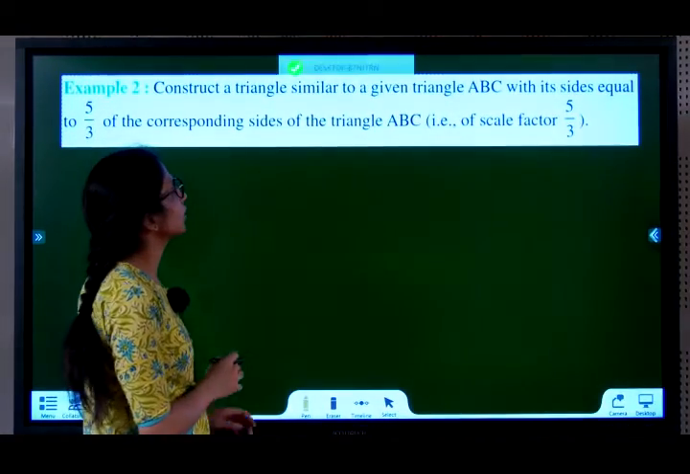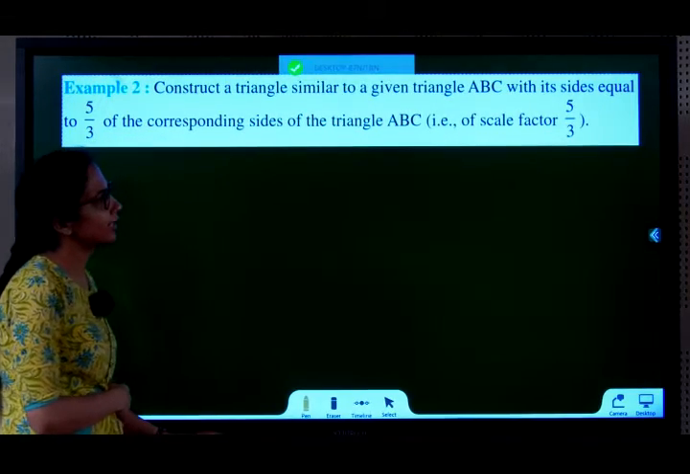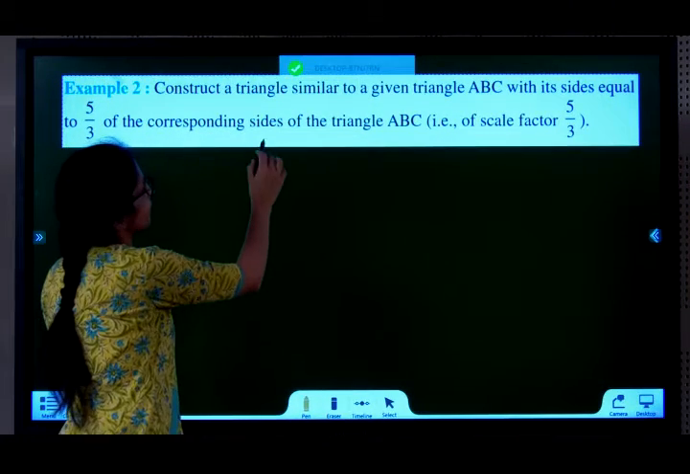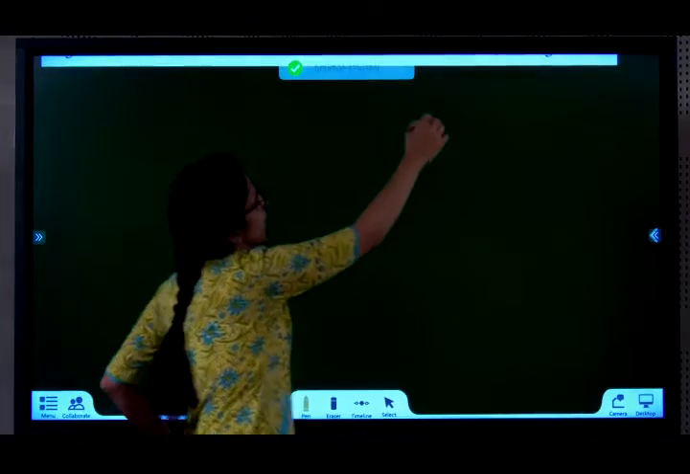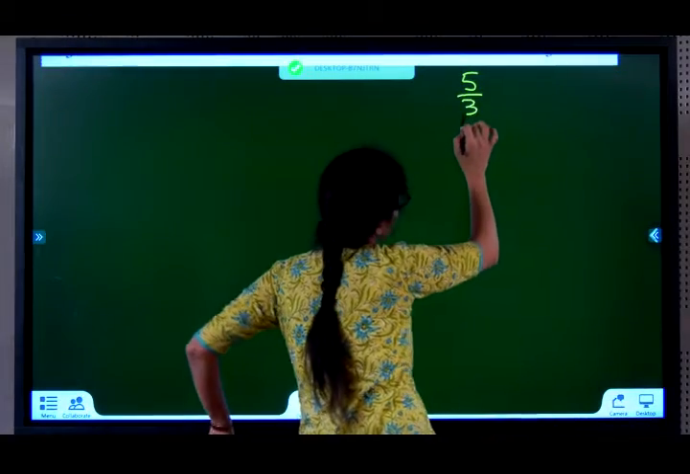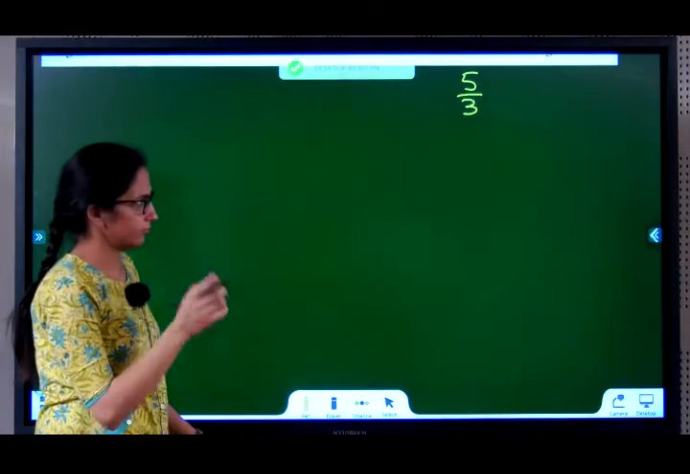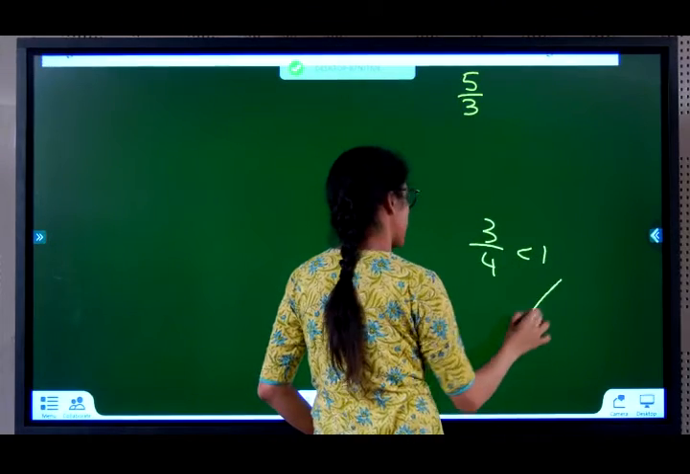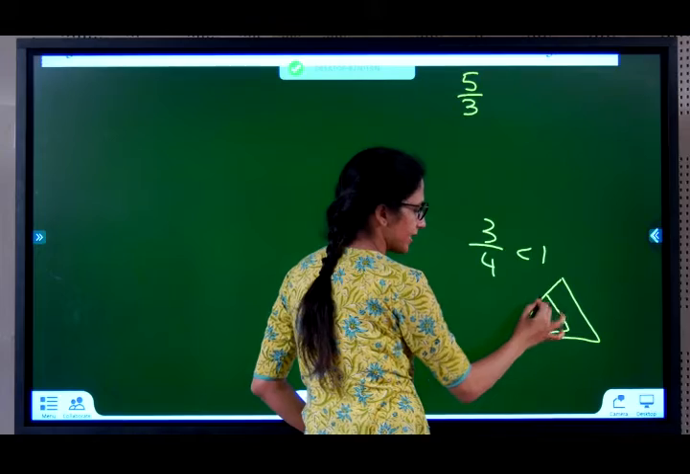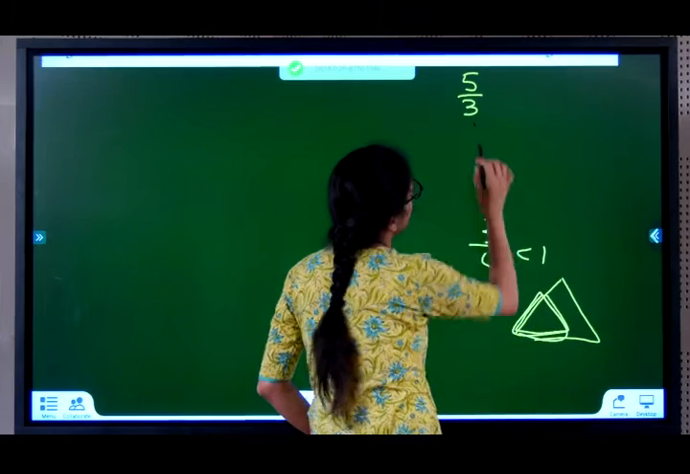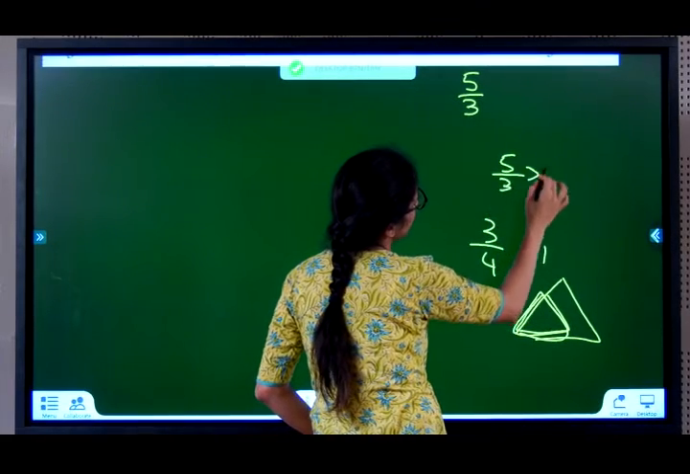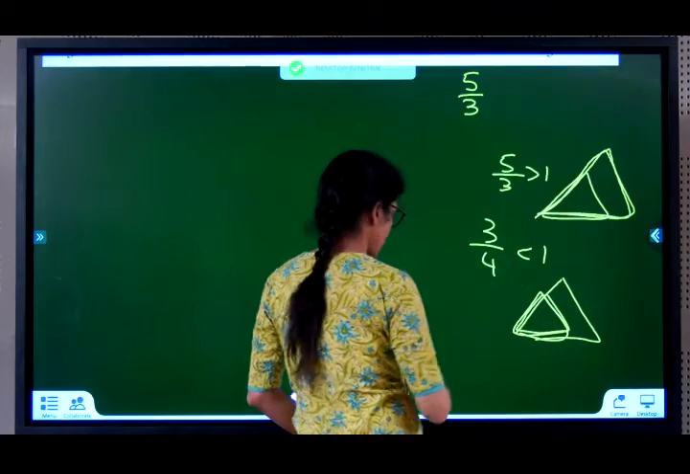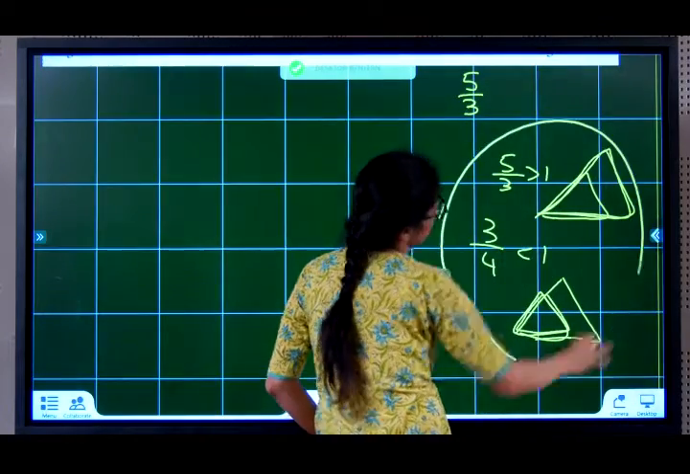Example 2. Construct a triangle similar to a given triangle ABC with its sides equal to 5 by 3 of the corresponding sides of triangle ABC. So the ratio given here is 5:3. In the previous question we did 3:4. 3:4 is less than 1. We saw that the triangle formed lied inside the given triangle. This is 5 by 3, which is greater than 1. You will see that the new triangle lies outside like this. So how we will see this time.